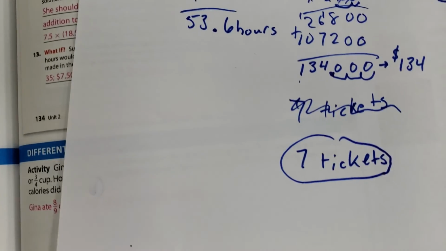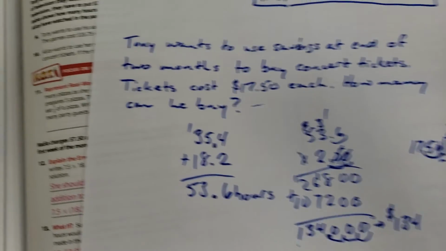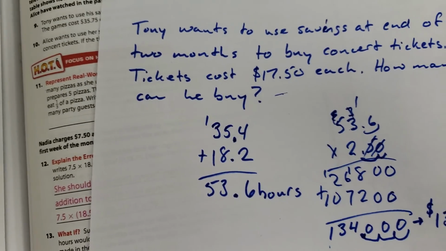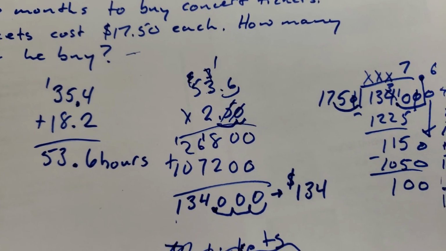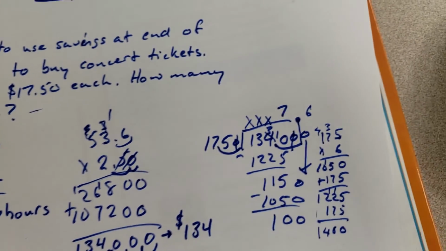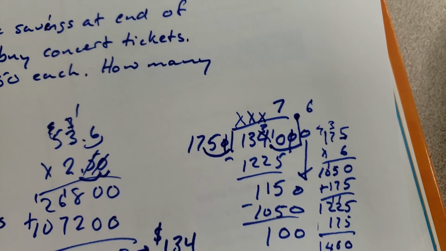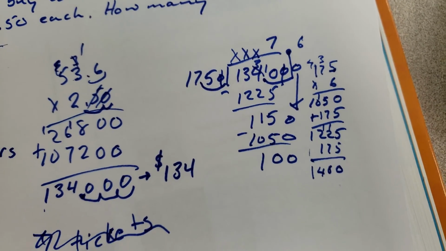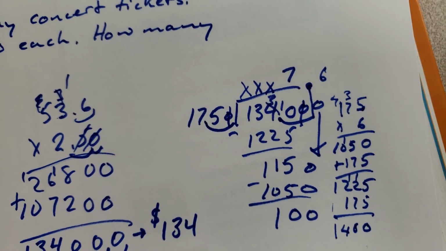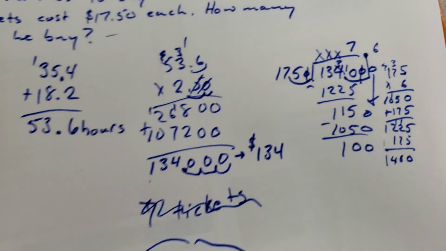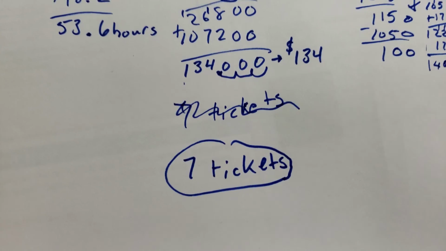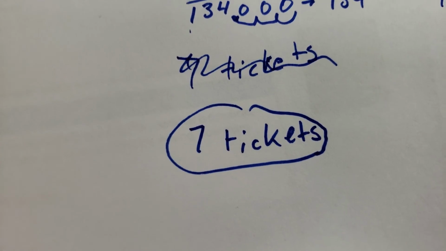So 7 tickets. So again, recap, we added our hours together. We turned the hours into money by multiplying it by $2.50. And then we divided $17.50 into the $134 to see how many tickets we could get. It came out to about 7.6. We could have kept going, but there's no reason to, because once I got past the 7 whole numbers, I can't buy any more tickets, so it's 7 tickets.